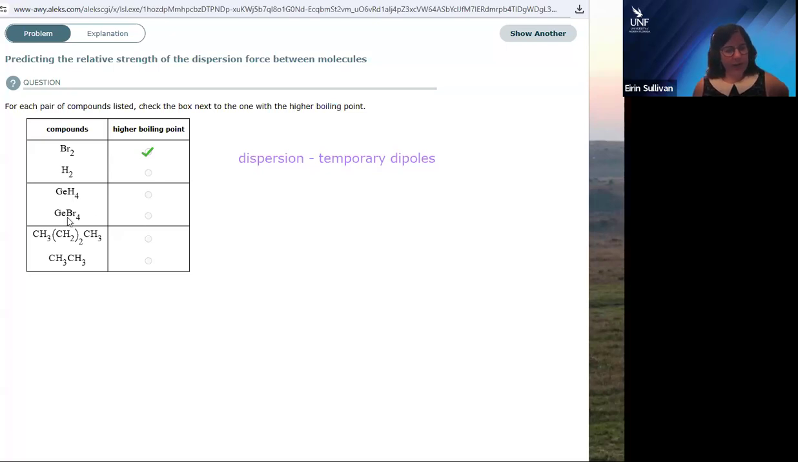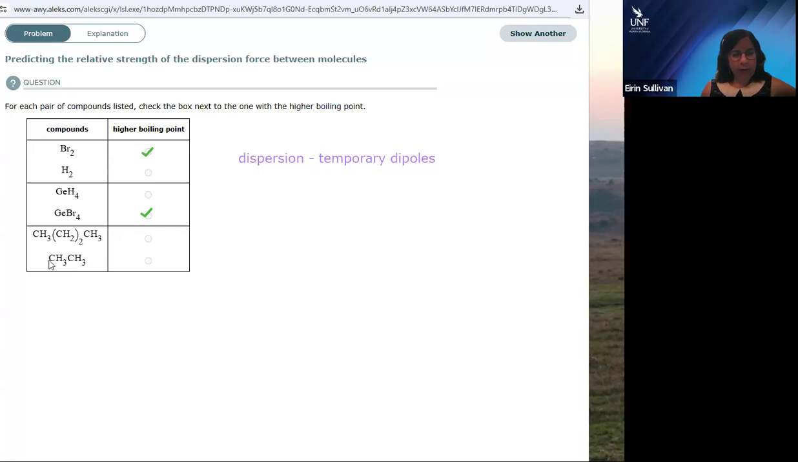Germanium hydride versus germanium bromide. Again, hydrogen versus bromine. Bromine has got more electrons per atom than hydrogen does. So it's going to have a higher degree of dispersion forces because the magnitude of them is going to be greater due to more electrons. So that's going to have the higher boiling point.